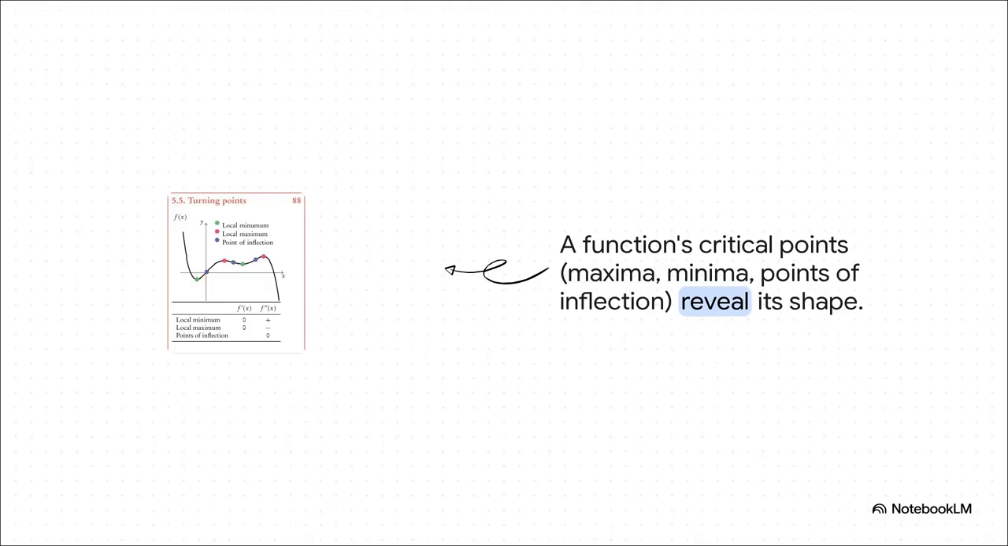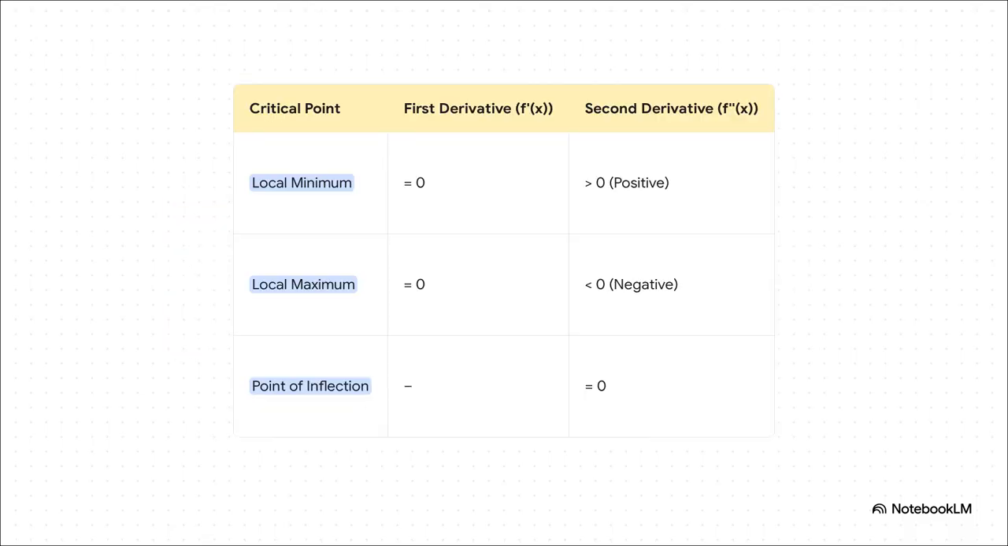The derivative also acts like a treasure map, helping us find the most interesting features of any graph, its turning points. We're talking about the peaks of the mountains, the bottoms of the valleys, and any flat spots in between. We call these local maxima, local minima, and points of inflection. And finding them is absolutely the key to understanding a curve's shape. So how do we find them and tell them apart?